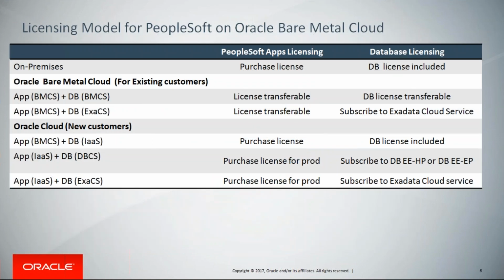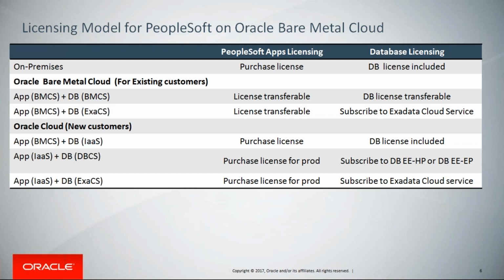Quickly on the licensing model, I'm sure that some of our customers would be asking about PeopleSoft app licensing and database licensing. So when you purchase on-premises PeopleSoft, you get the PeopleSoft licensing, and we'd also bundle in the database licensing. We factor in whether it is based on named user plus or it is based on cores, and we give you both database and PeopleSoft application licensing.